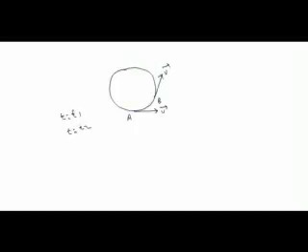So the velocity vector is always tangent to the circle. You can see from here that the direction of the velocity vector has changed. At point A it is in this direction, that is the horizontal direction, and at point B its direction has changed. So even though the magnitude of velocity remains the same, its direction has changed, which means that the velocity vector has changed.